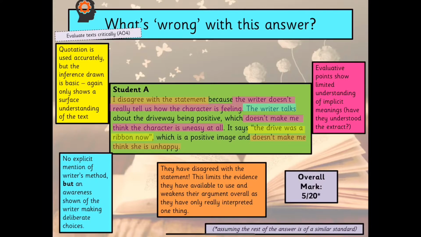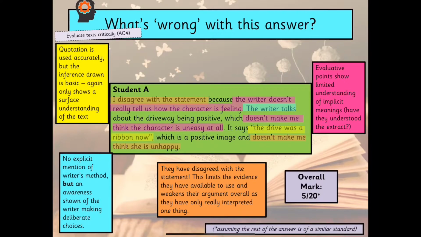It would only achieve 5 out of 20 if the student is able to develop their points a little bit and to say something else about why they disagree with the statement. I think they've actually got a very tough job ahead of them to get that 5 out of 20, because like I keep saying, the evidence simply isn't there. This student potentially wouldn't even achieve the 5 out of 20 that I've written down here if the rest of their answer just rehashes the same point, that the character isn't unhappy because they like the driveway.